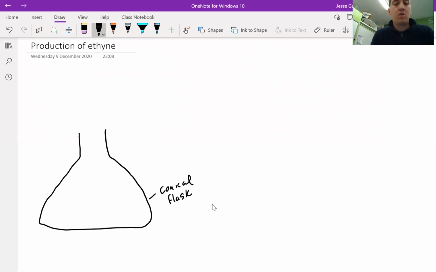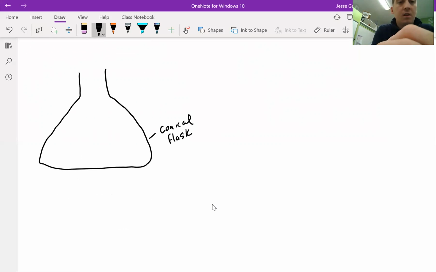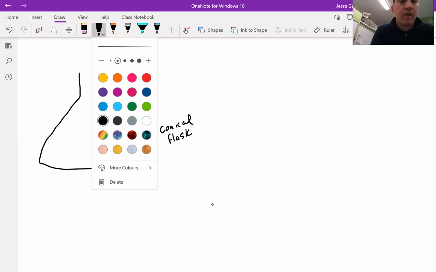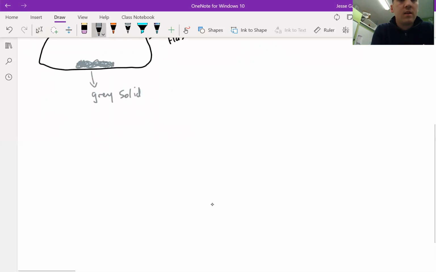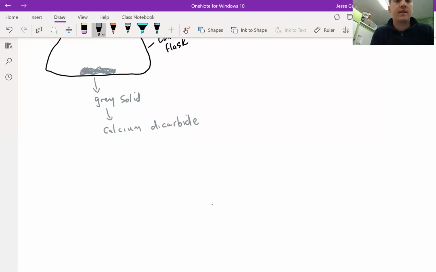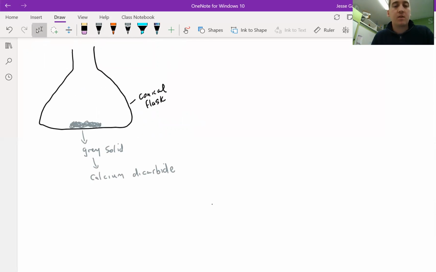In the conical flask, we are going to put one of our reactants. I'm going to draw in gray because this is a gray solid substance, and it's called calcium dicarbide. Calcium dicarbide is a gray solid.